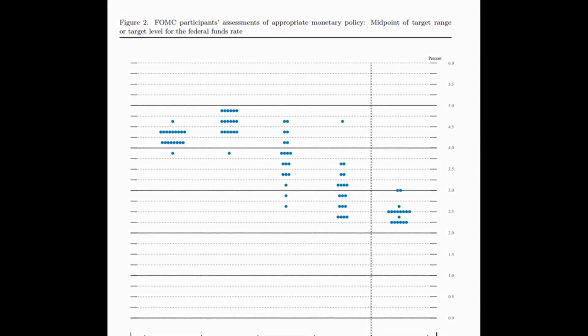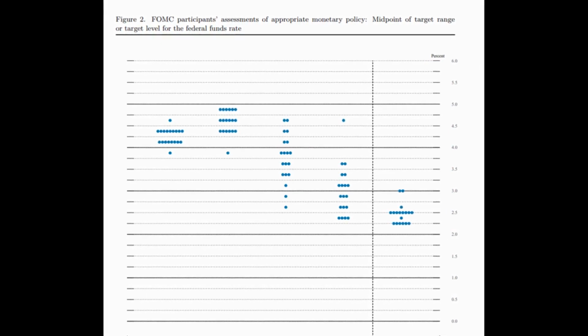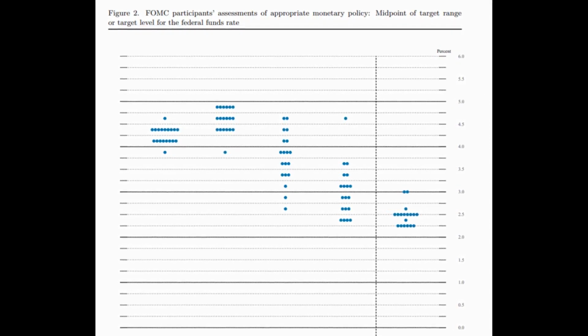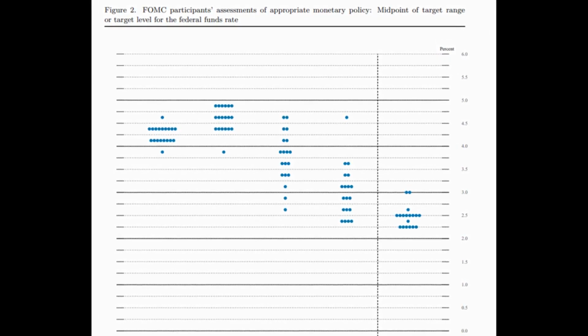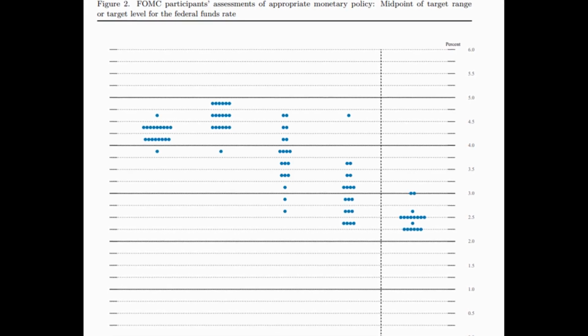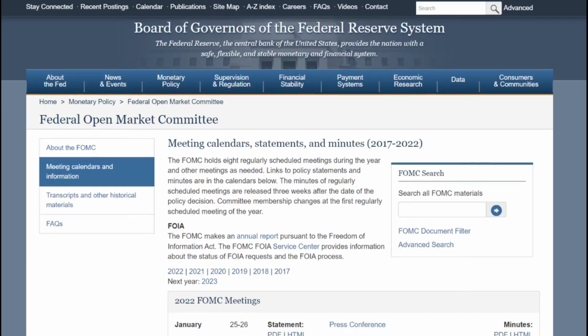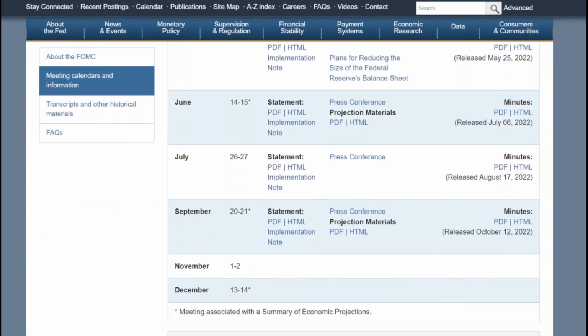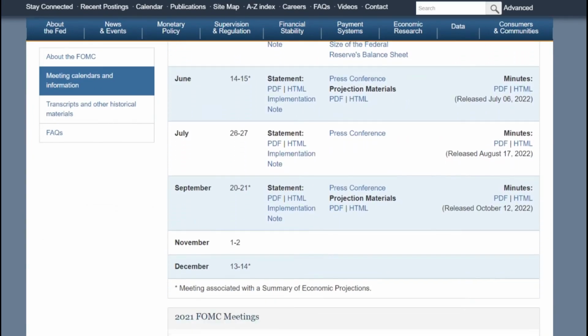The dot plot was first introduced in 2012 to signal the transparency of Fed's policies. It is published quarterly. You should bear in mind that the forecast changes significantly each quarter based on how everything develops. As a result, it is not wise to rely on it too much to make investment decisions, especially in the long term. The dot plot is included in the Summary of Economic Projections, SEP. A link to the historical SEPs can be found below this video.